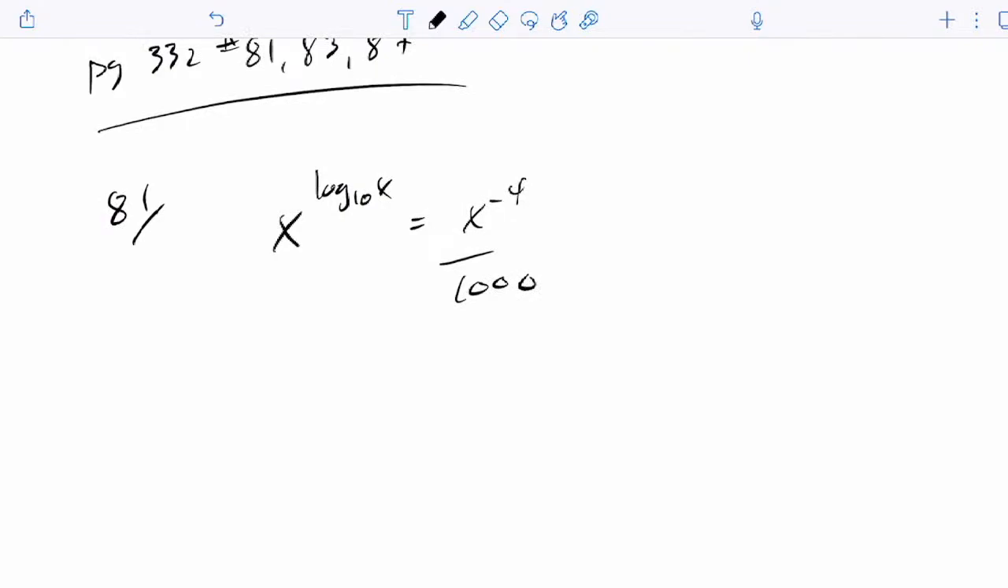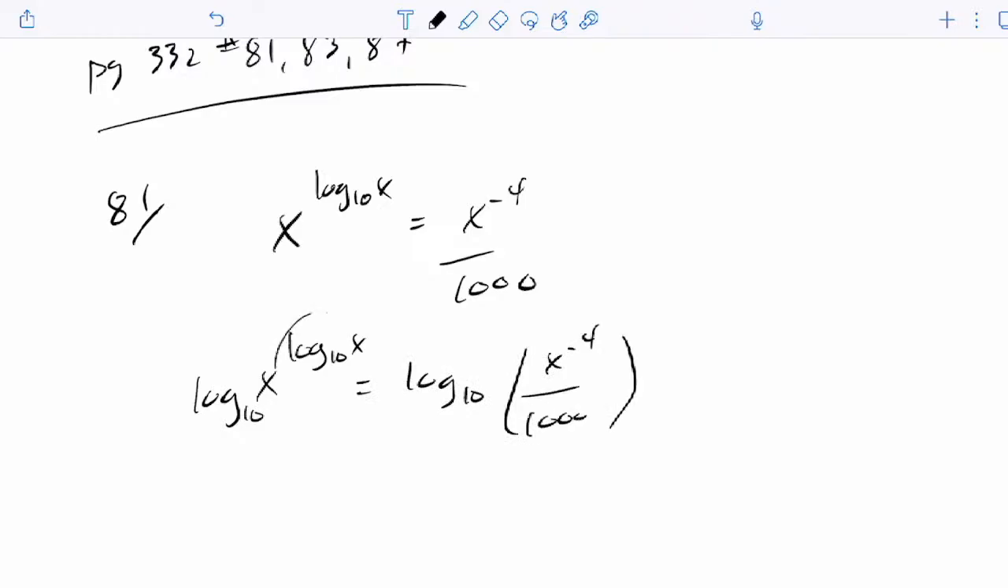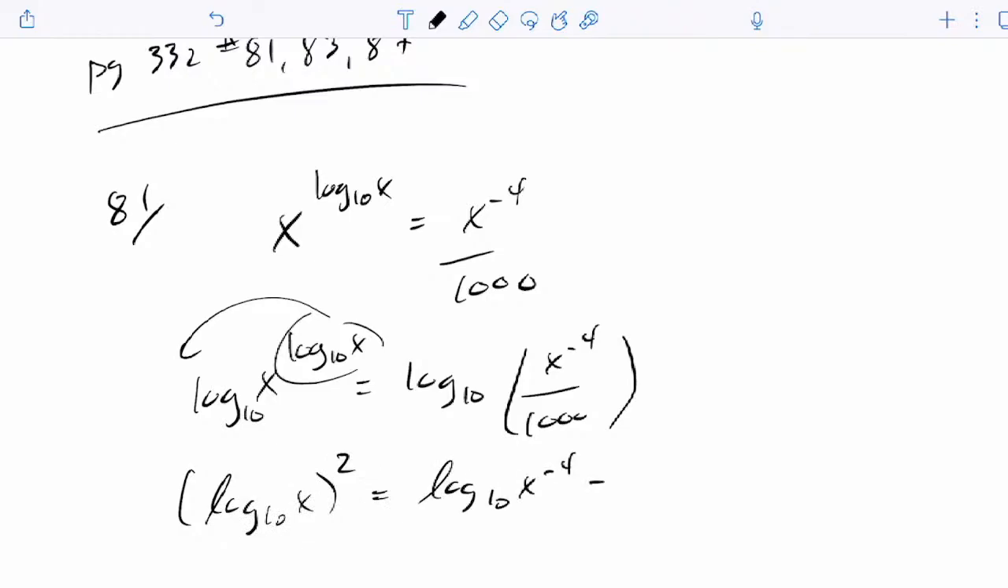I feel like this is something like you had in your quiz, sort of. But take log base 10 on both sides. So if I take log base 10 on both sides, I can now drop down that log base 10. So this becomes log base 10 of x squared equals log base 10 of x to the negative 4 minus log base 10 of 1,000.